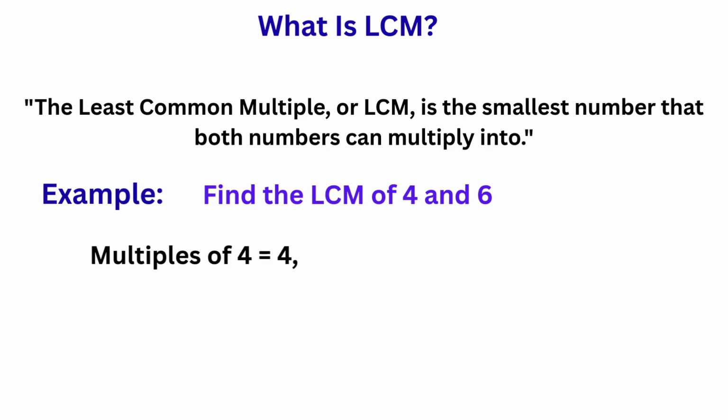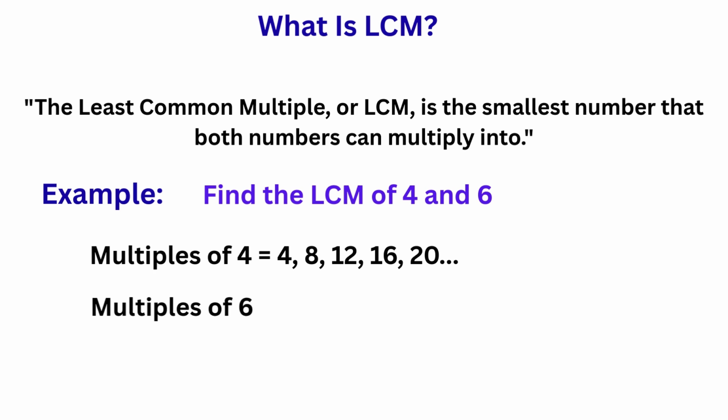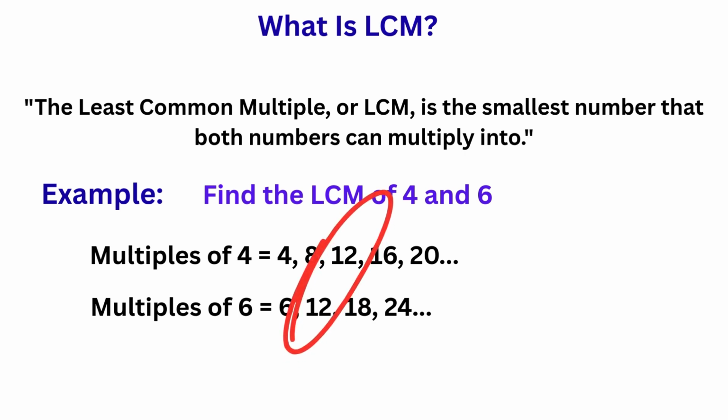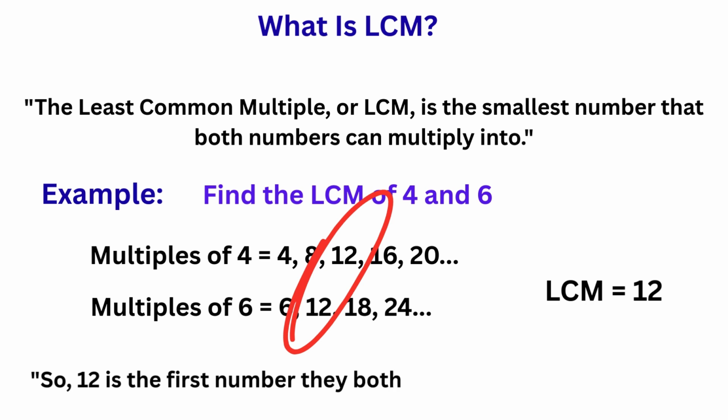Multiples of 4 are 4, 8, 12, 16, 20, and so on. Multiples of 6 are 6, 12, 18, 24, and so on. Let's find the common multiples. 12 is the only common multiple and is the least multiple. Hence, LCM, or least common multiple, is 12. So 12 is the first number they both land on in their multiplication tables.